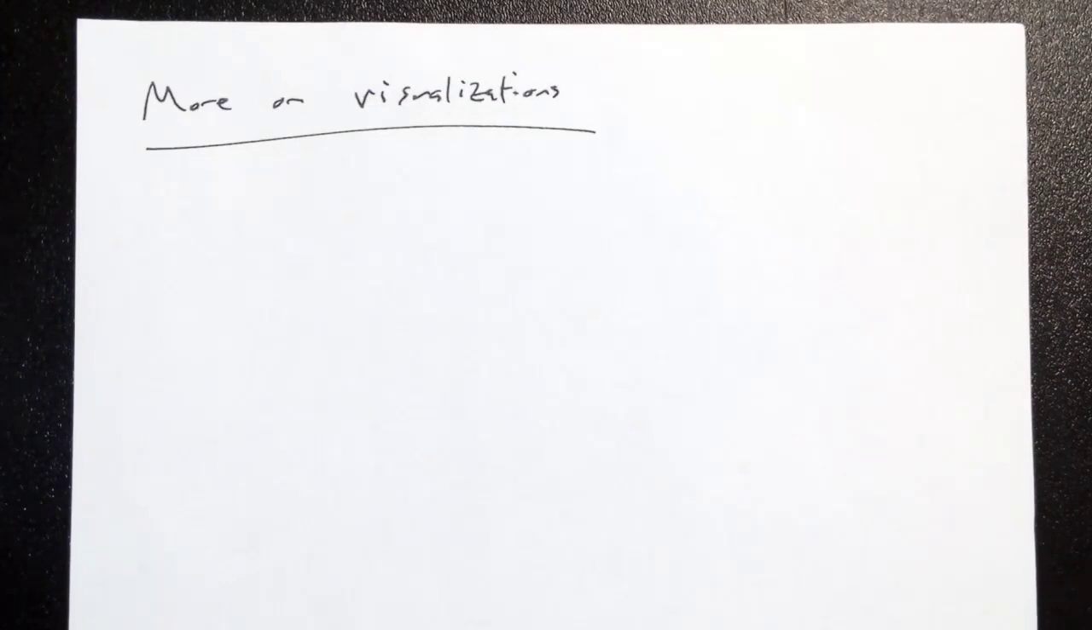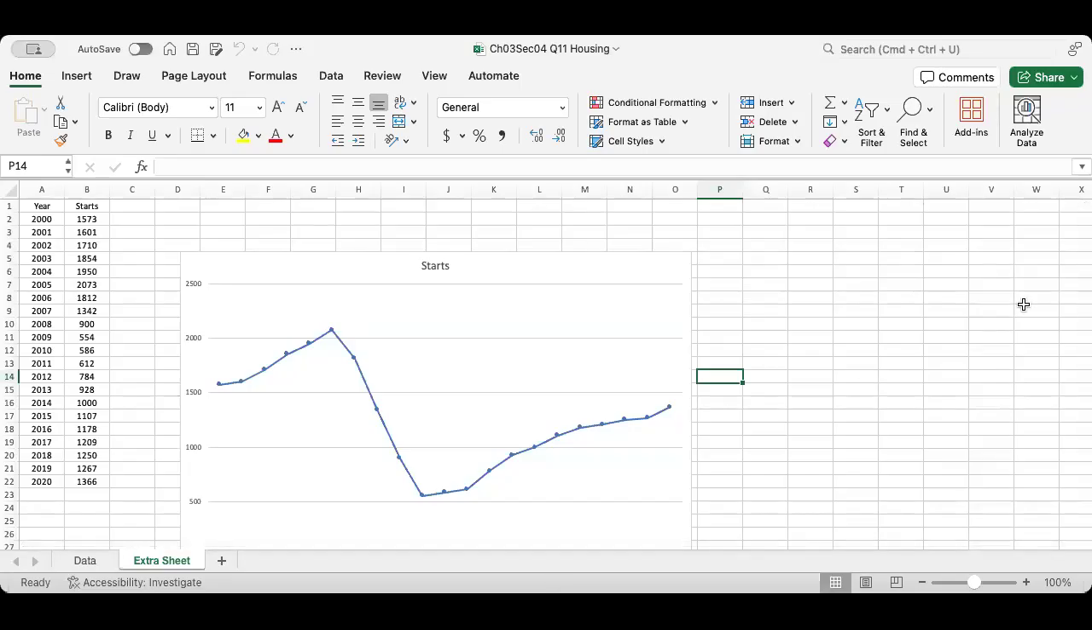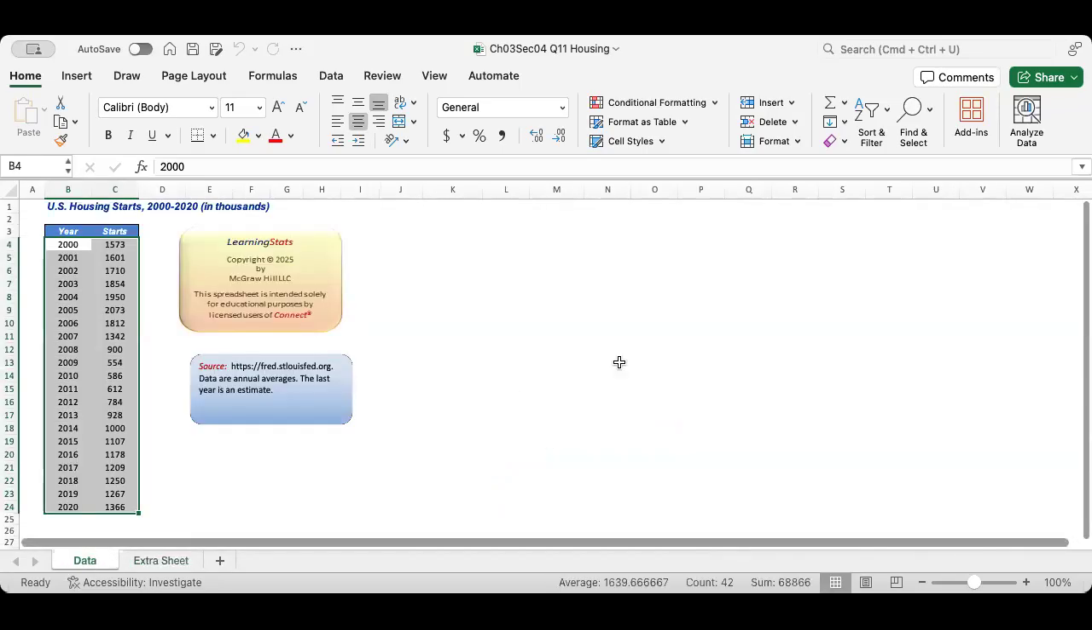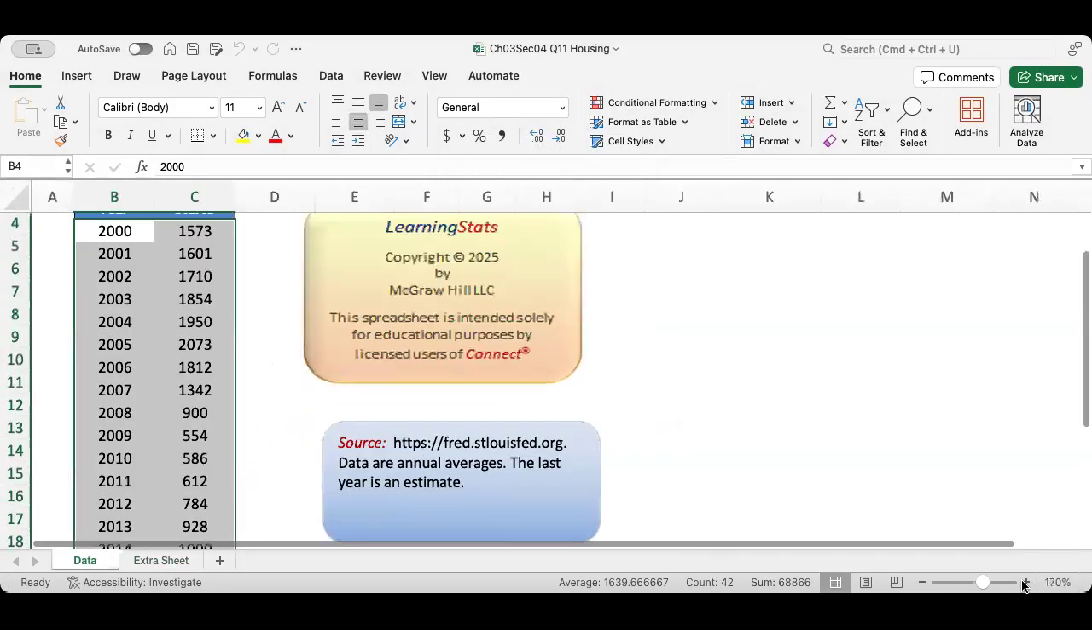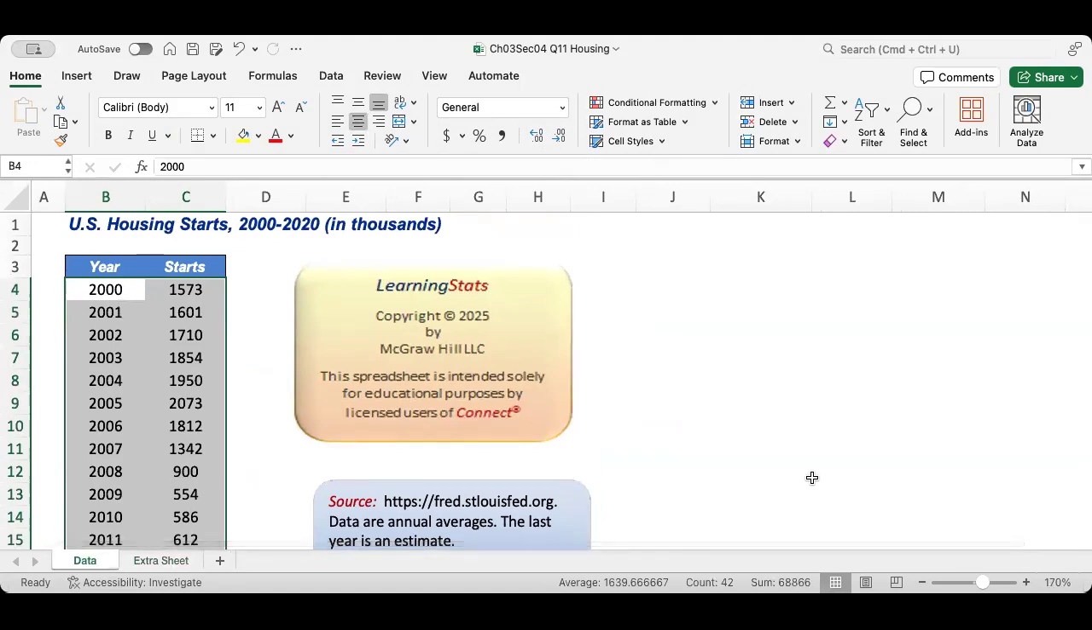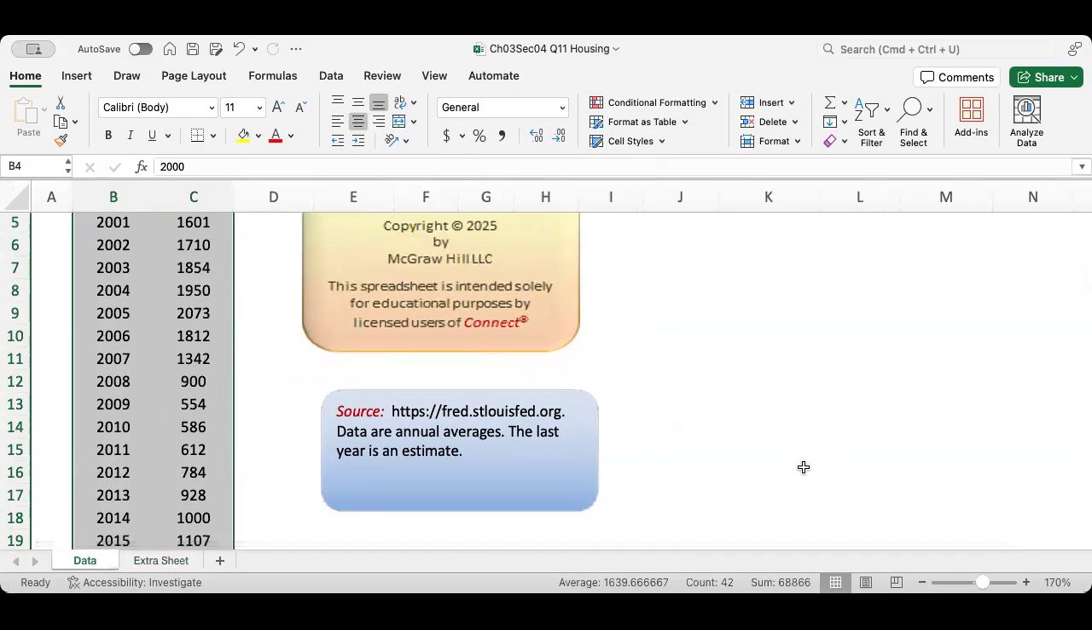So here, let me share this so it'll show up on the recording. Here, I was given data about housing starts. How many new houses were built in a given year? In thousands. So in 2000, there were 1,573,000 new houses built in the United States, as opposed to tearing down or doing something else. And I'd be looking for a trend over time. What has happened? Gee, what do you see just looking at the numbers?